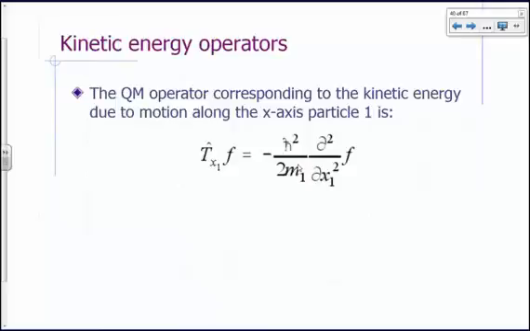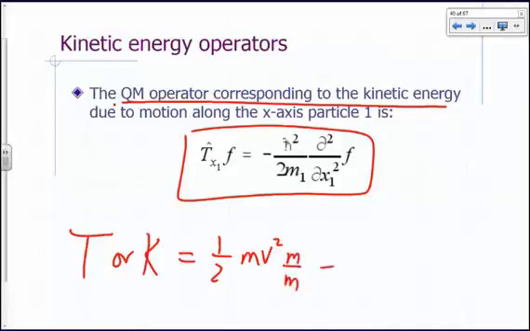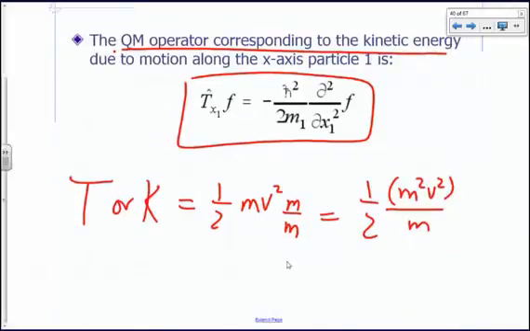Okay, kinetic energy operator. The quantum mechanical operator corresponding to kinetic energy is given by this expression right here. Kinetic energy, or you can say K, if you want. I think your book uses K. What's K? 1/2 mv squared, right? And if I multiply that by m over m, it's still the same. So that's 1/2 m squared v squared over m. That's in classical mechanics. And what's mv squared? That's just p squared. So this is going to be p squared over 2m.